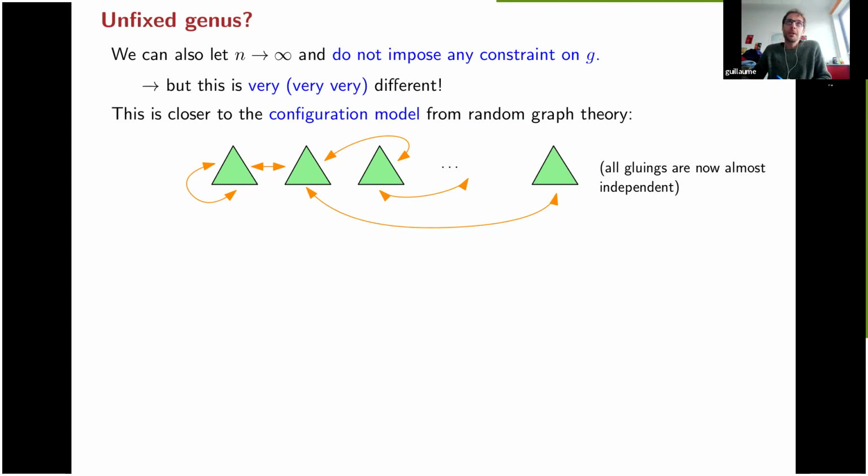But I mean, this is very, very different. So you take 2n triangles if you want to do a triangulation, and you just take any edge identification. So now all the gluings are essentially independent. You don't have any global constraints, except that maybe you want a connected object.